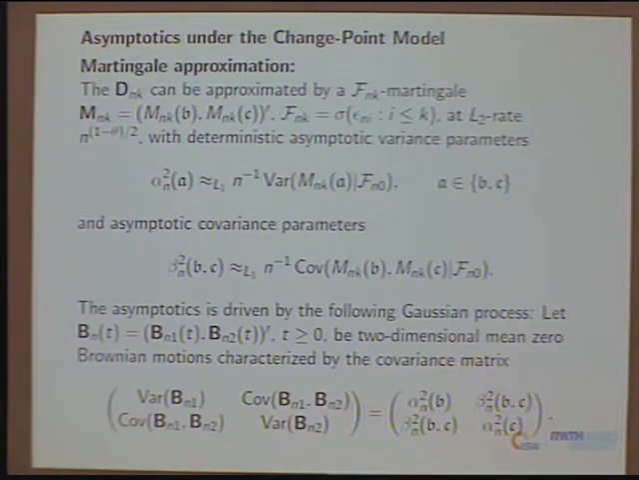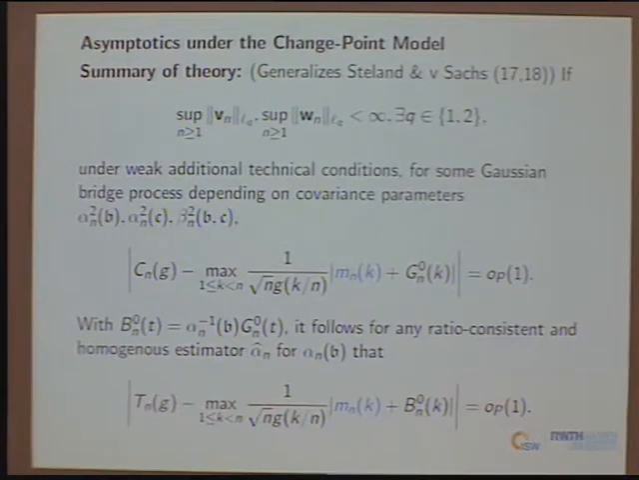And the asymptotic covariances can be derived the same way, and they are asymptotically equivalent to quantities which can be computed from your time series model. These are now used to set up a Gaussian process, 2 dimensions here, which has exactly these quantities as variances and as the covariance. Okay, and the summary of the theory is as follows.